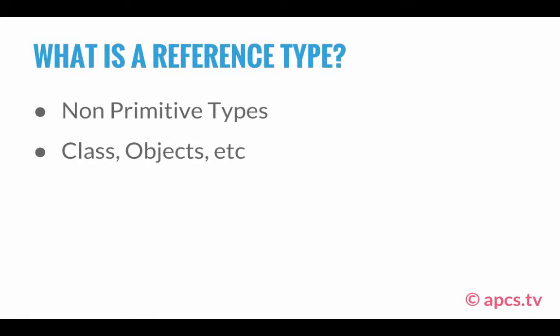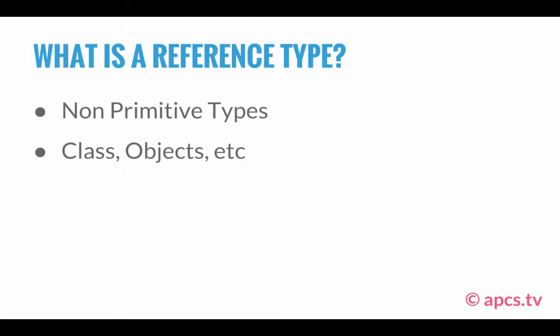A simple way to put it is, it's a non-primitive type. And basically, we know that the primitive types are integer, double, boolean, and those type of variables. But a reference type is basically a non-primitive type. And this includes things like classes and objects. And keep in mind, classes and objects are not primitive types.